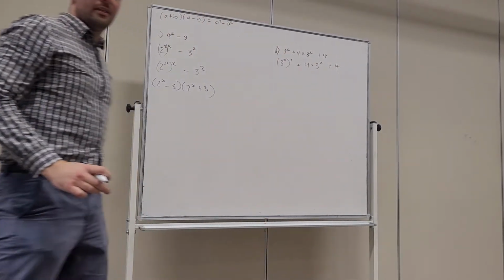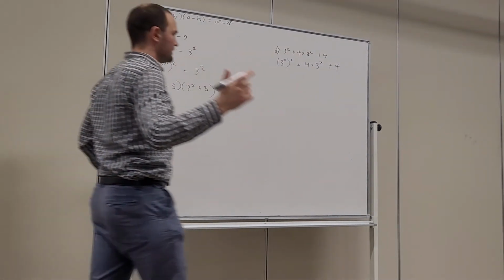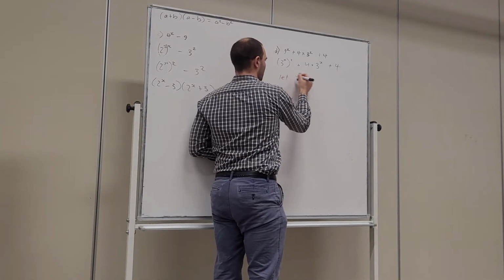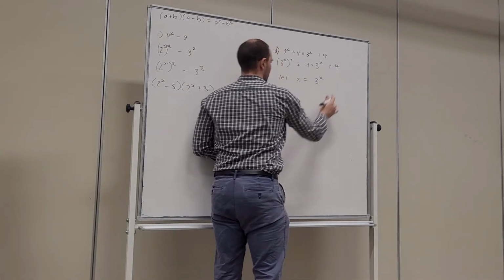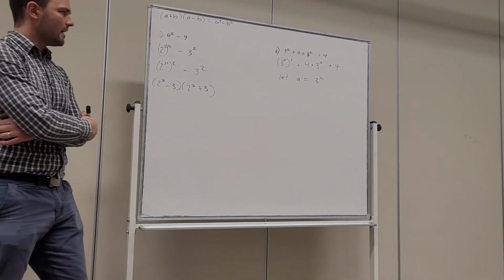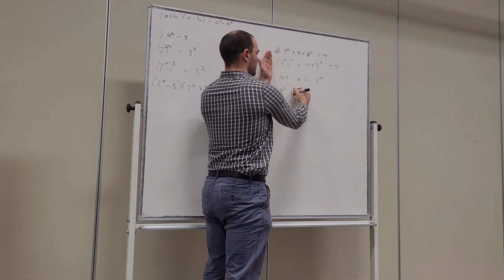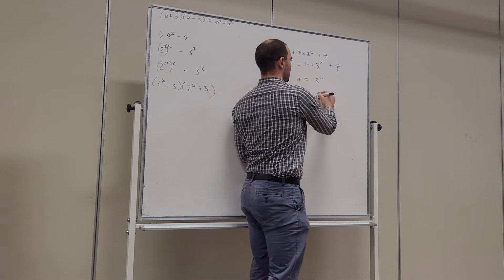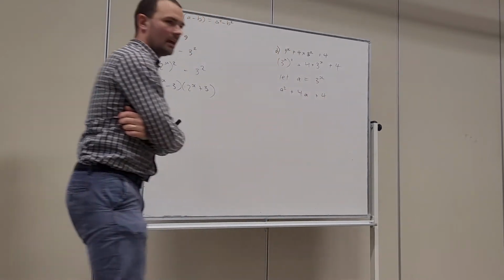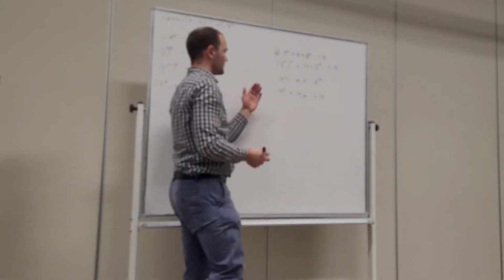Now looking at that, that's going to be very difficult to factorise if you were just looking at that. But let's use our little hack again. We'll go let a equal 3 to the x. Okay, so if a is 3 to the x, then what we've got is a squared plus 4a plus 4. And looking at that, that is something that's much easier for us to factorise. It's not heaps easy, but it's much easier.